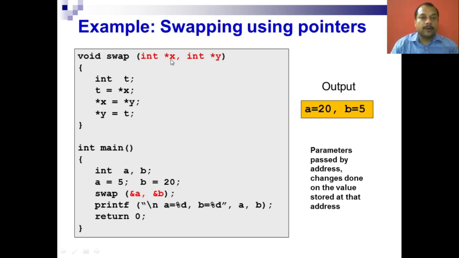Yes, a local copy of x and y is created, which is not visible when I come back from swap, but that is to store the address of a and b, not the content of a and b.